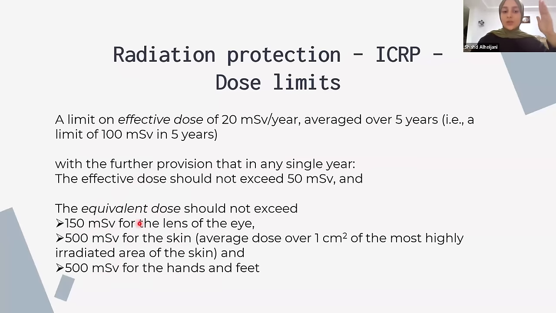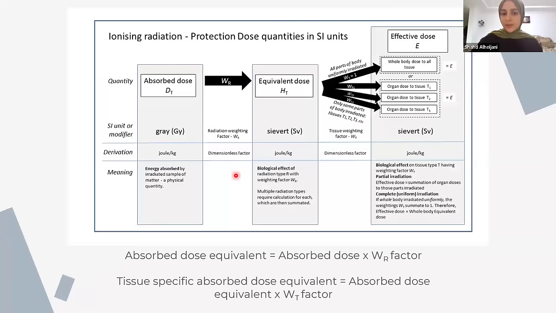So the equivalent dose should not exceed those numbers for those specific organs. And then for the effective dose hitting the whole body, 20 millisieverts per year for the whole body. So that is it for the ICRP principle.